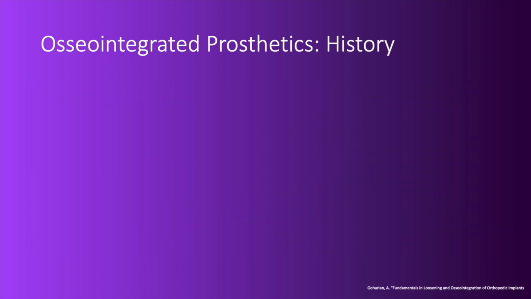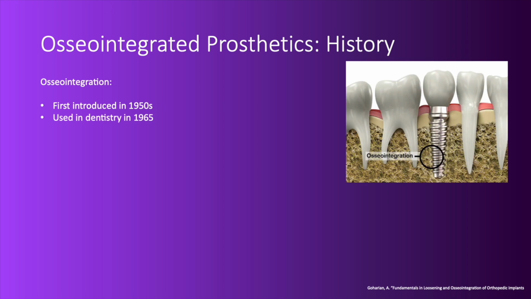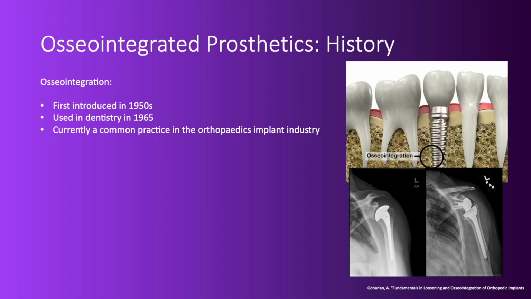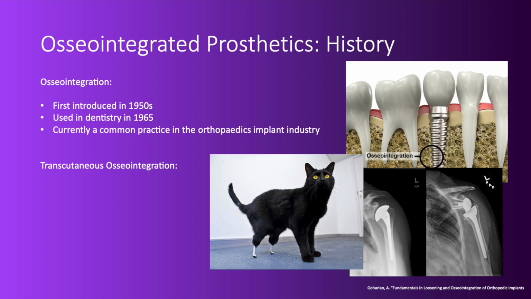So just to provide a brief history on osseointegration, osseointegration was first introduced in the 1950s as a conceptual theory that bone could fuse to a metallic implant. This was followed by a few experimental studies, but it was not until 1965 that osseointegrated prosthetics were designed for human use in the context of dentistry. Currently, it's a common practice to incorporate osseointegration into orthopedic implant designs. However, transcutaneous implants are much less common, and with the exception of dental implants and catheters, the FDA hasn't approved really any transcutaneous prosthetics, especially in the context of orthopedics.